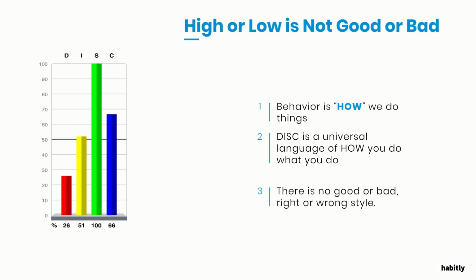Behaviors are not good or bad. They're high or low, which indicates the type of behavior. It's how we do things. But if you have a low score, that doesn't mean it's bad. It just means it's different. If you have a high score, it doesn't mean, wow, you're a superstar. It just means you're more intense.